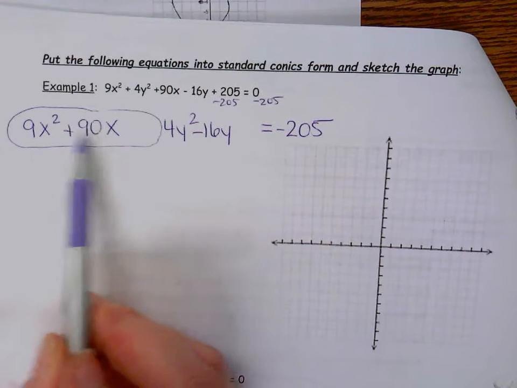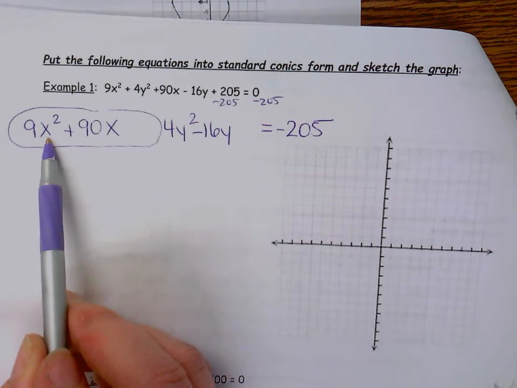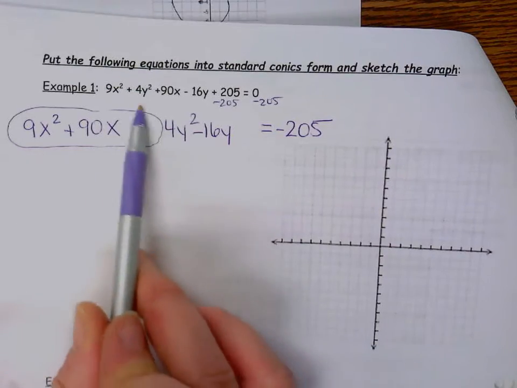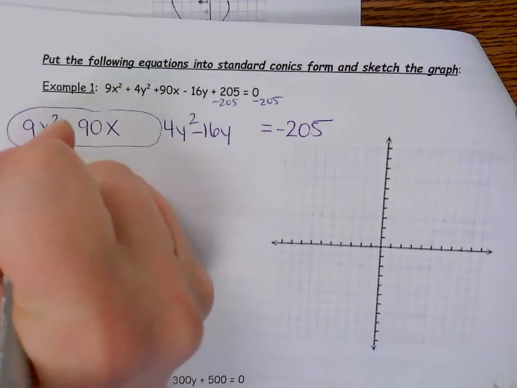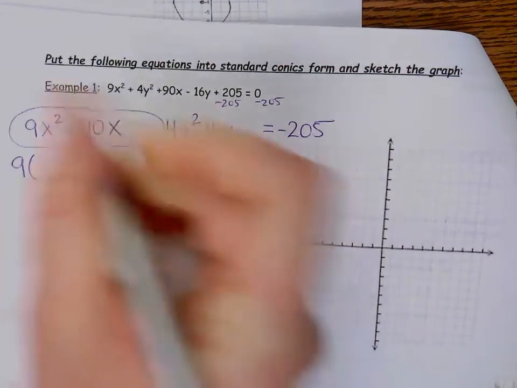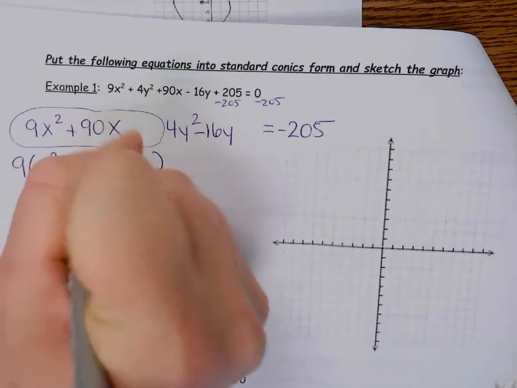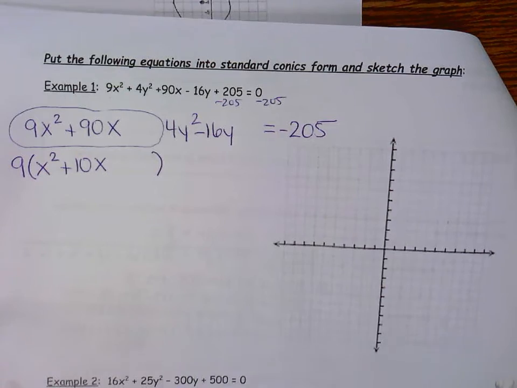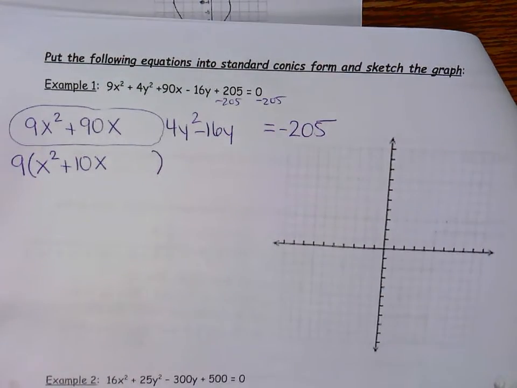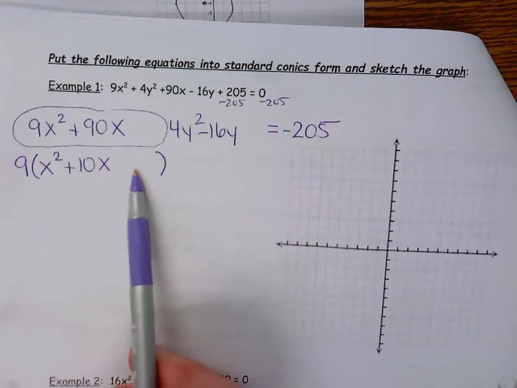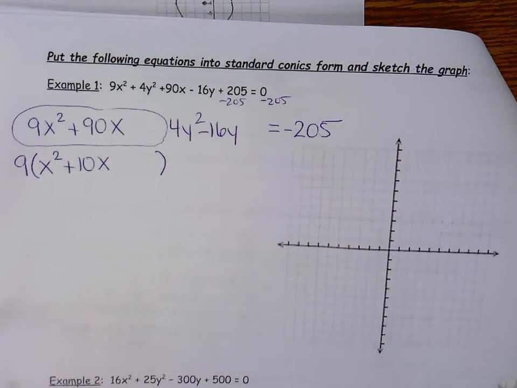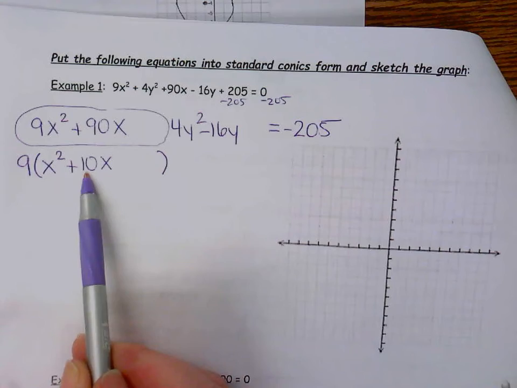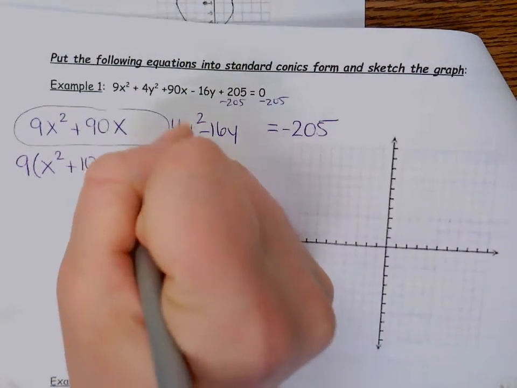What can I divide both of these by? What's my greatest common factor? 9. So I'm only working in this circled area, but I'm going to factor out a 9. So I will have x squared plus 10x plus some extra space now as part of this trinomial. Now I can complete the square inside this parenthesis. What would I add to complete the square? Cut this in half, right? 5. 5 squared is 25.